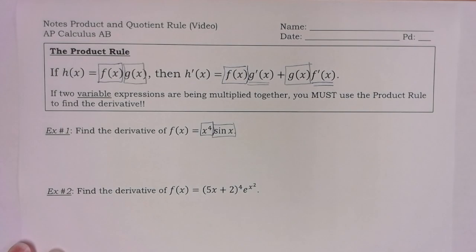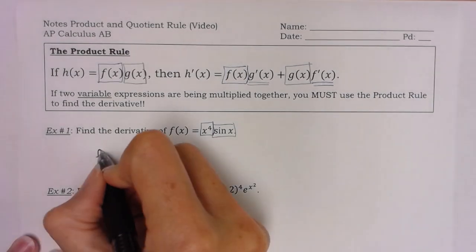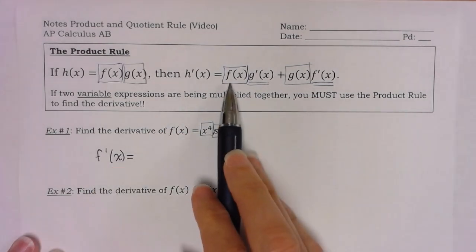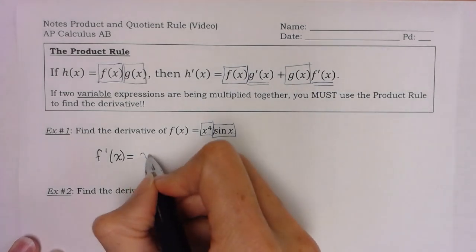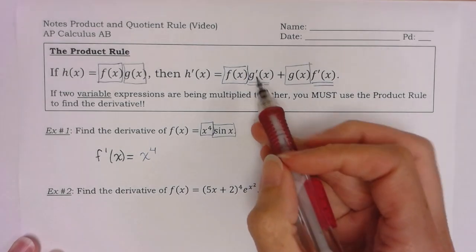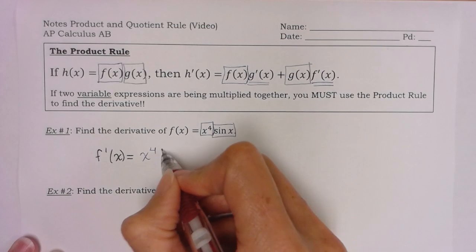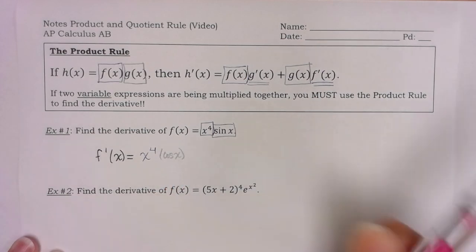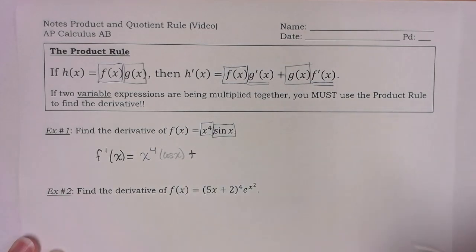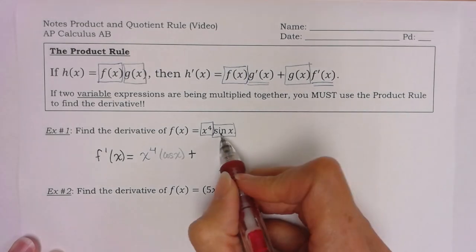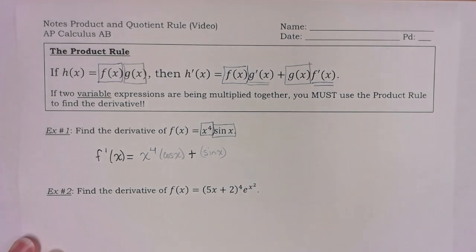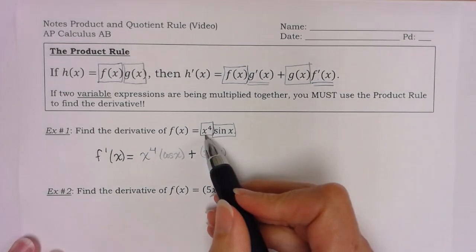So f prime of x, I'm just going to follow the rule up here. The first function, x to the fourth, times the derivative of the second function. So the derivative of sine of x is cosine of x. I'm going to add, and then the formula continues with the second function left alone. That second function is sine of x, and then times the derivative of the first function. And the derivative of x to the fourth is 4x cubed.